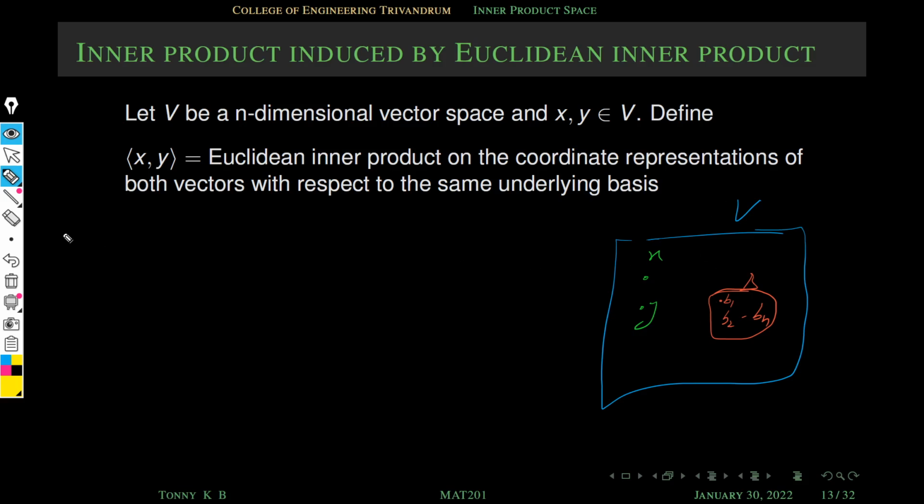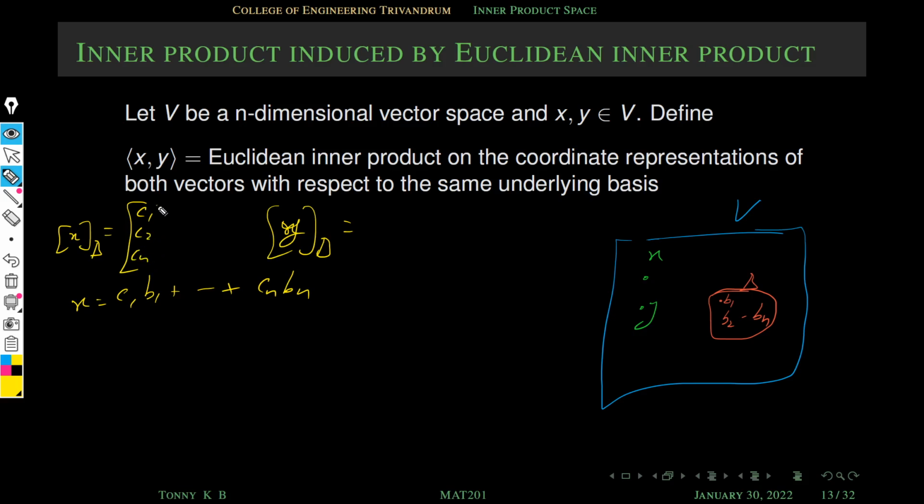So how to find the coordinates? First we have to find the coordinate of x with respect to B and the coordinate of y with respect to B. And how to find the coordinate of x with respect to B? First we have to write x as a linear combination of basis elements, c1 b1 plus etc. plus cn bn. Then the coordinate is defined by the scalars in a column vector, that is c1, c2, etc., cn.